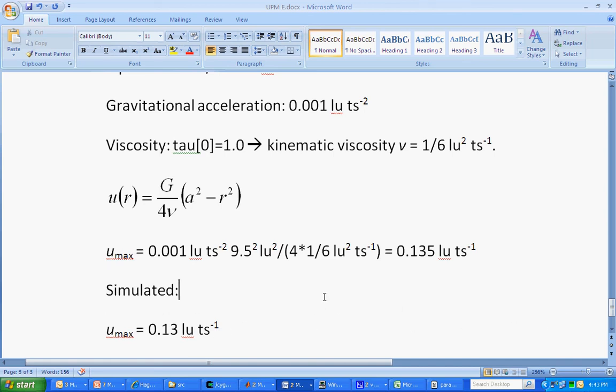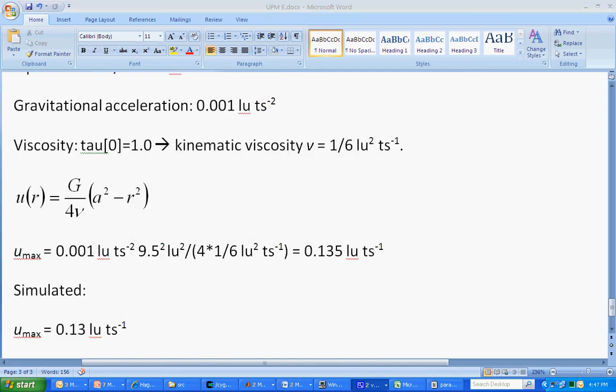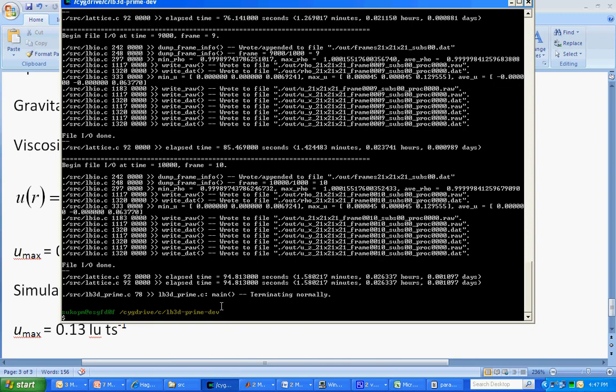For the case of the pipe, the average velocity should be half of this computed maximum, or 0.0676. And if we look back here, we got 0.06, sorry, that's the minimum, 0.0637.